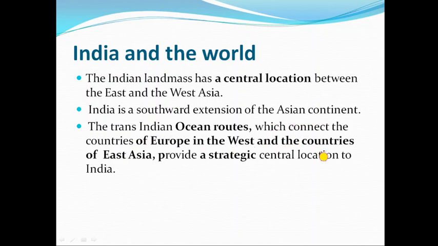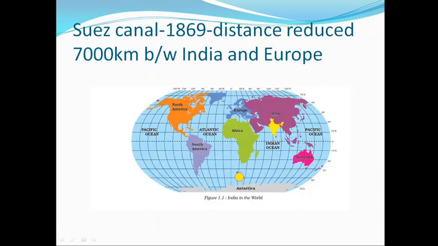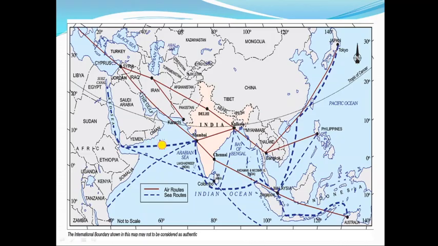India is a southward extension of the Asian continent, and the trans-Indian Ocean routes, which connect the countries of Europe in the west and the countries of East Asia in the east, provide a strategic and central location, because we are connected through various land routes and sea routes, as you can see in this slide.